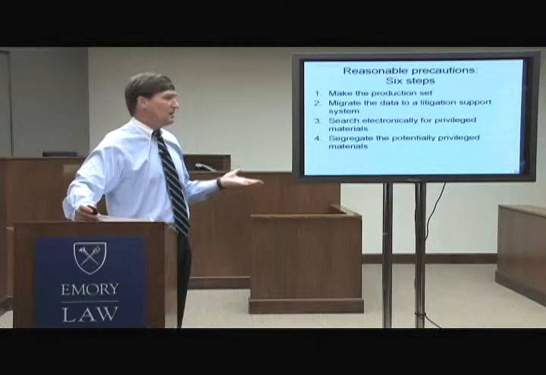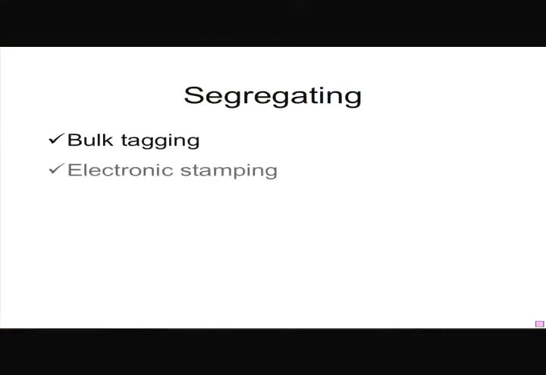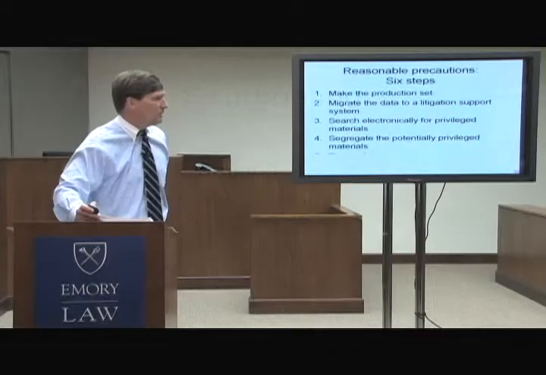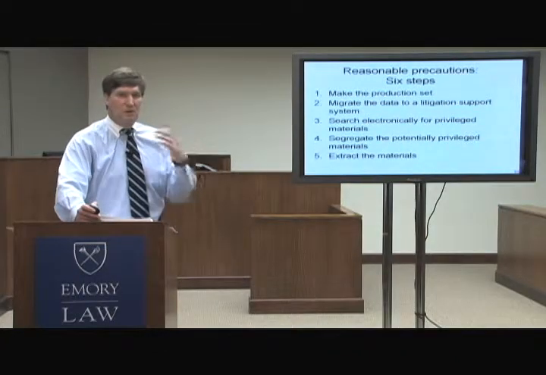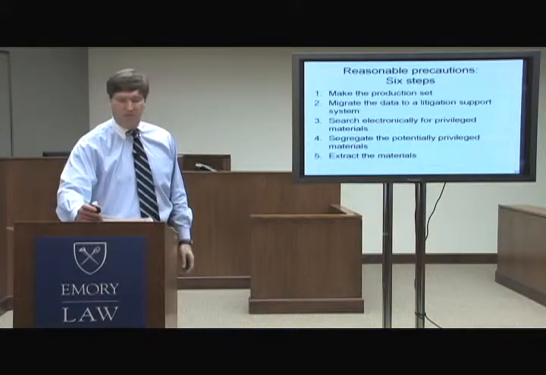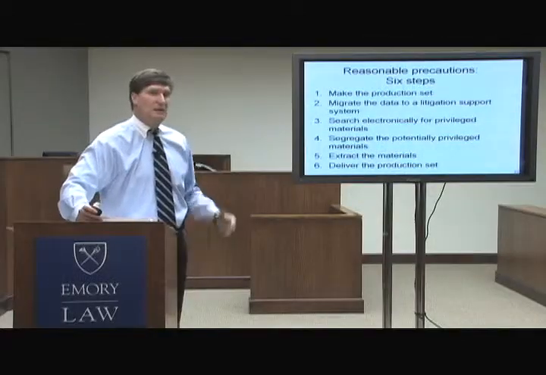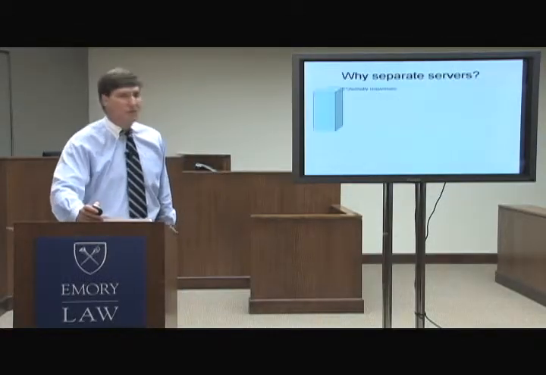You segregated the potentially privileged material, you bulk tagged it, you electronically stamped it, you automated your privilege log to ensure that this was signaled to you, that all of those steps were taken to show that in fact you were reasonable. And then, frankly, you extracted the materials and you delivered the production set, and it was in that process that the inadvertent disclosure happened.